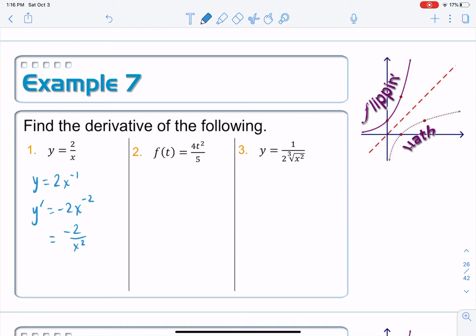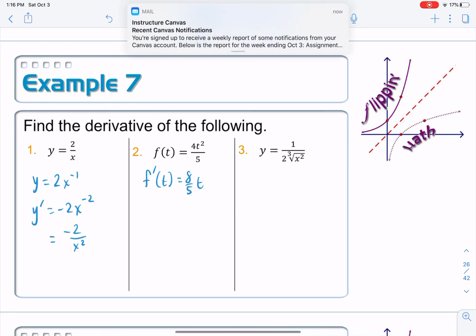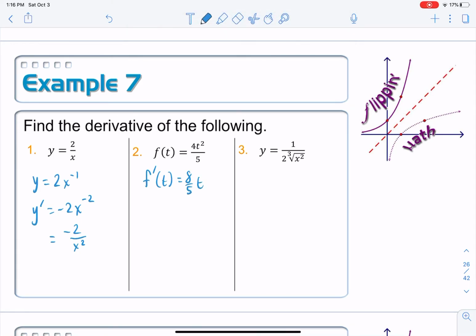Okay, there's nothing really to rewrite on this one. Our independent variable here is t. So f prime of t is equal to, I'm going to leapfrog this 2 down. It's going to multiply times the 4 and make that 8/5 t to the first power. But I'm not going to write the 1. Okay, so again, I need to do some rewriting before I differentiate.